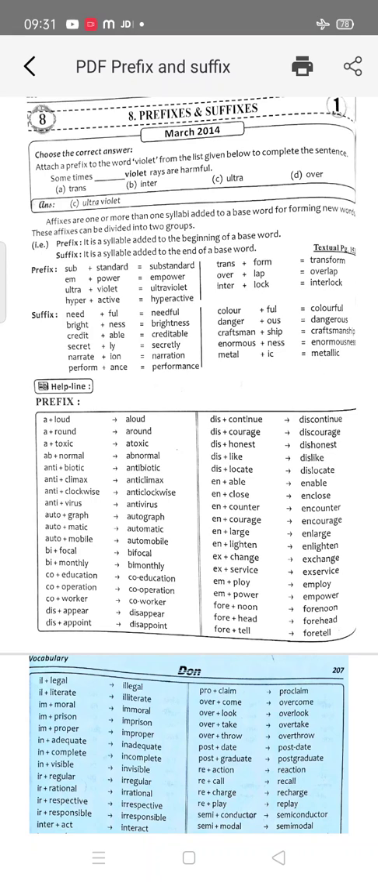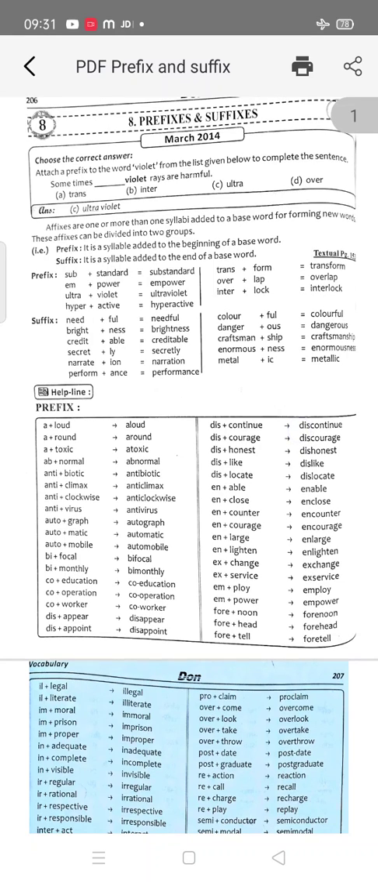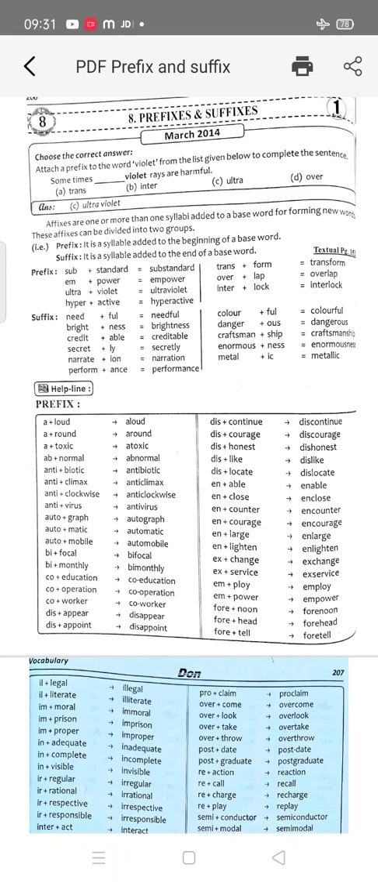Next one. Able, enable. When you add en, it will become enable. Close, enclose. When you add en with close, it will become enclose. Then counter, encounter. When we add en with counter, it will become encounter. Courage, encourage. Then come to the next one.